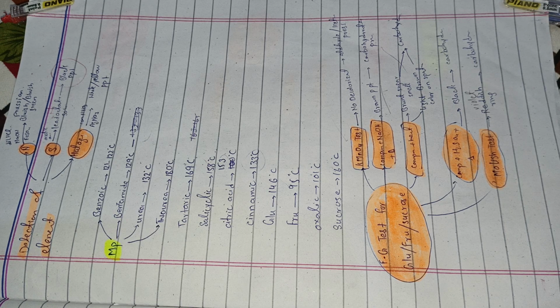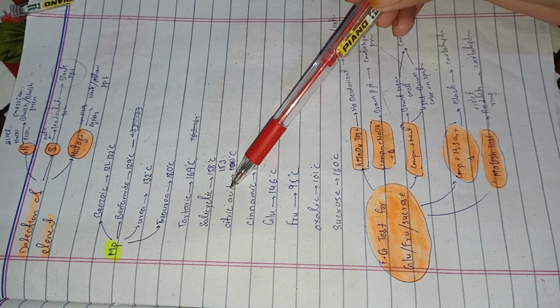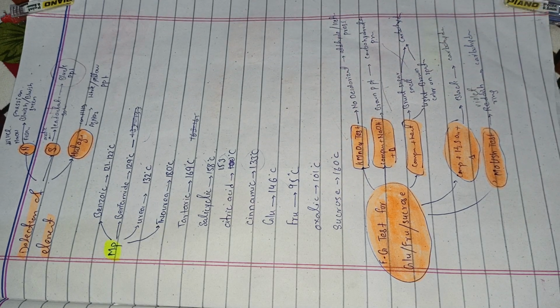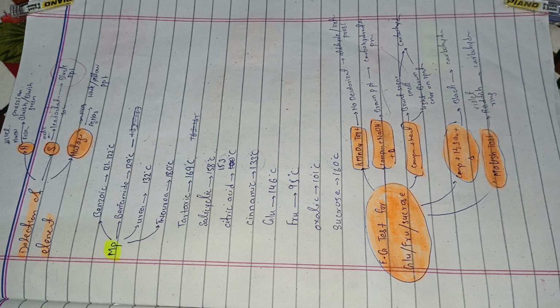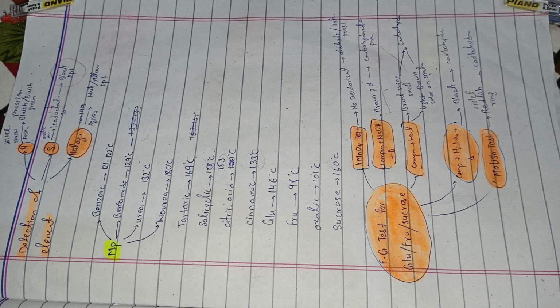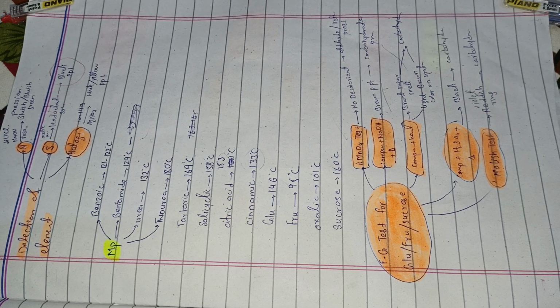For example, benzoic acid, benzamide, urea, thiourea, tartaric acid, salicylic acid, citric acid, cinnamic acid, glucose, fructose, oxalic acid, and sucrose. All the details of these compounds are shown in my lecture. I have made only two videos to cover the identification practicals of all of these compounds, so you must see part one and part two. This is part two of this video.